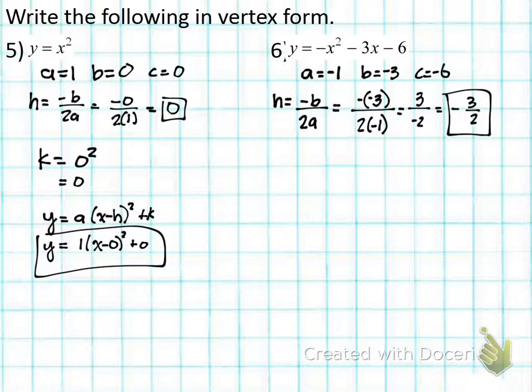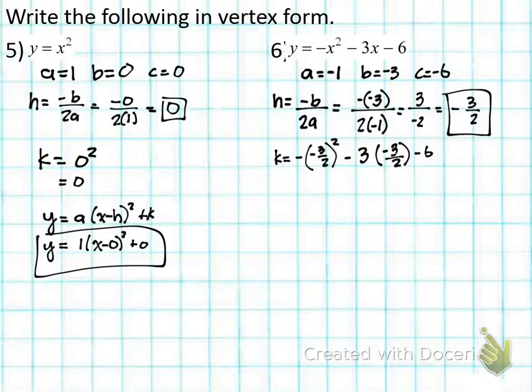K. We're going to plug this in now. We got Y is equal to negative X squared, so we're going to start with writing a negative sign. Negative, and we have X is going to be equal to negative 3 halves squared minus 3 times negative 3 halves minus 6. Okay? Let's work this out. One bite at a time.